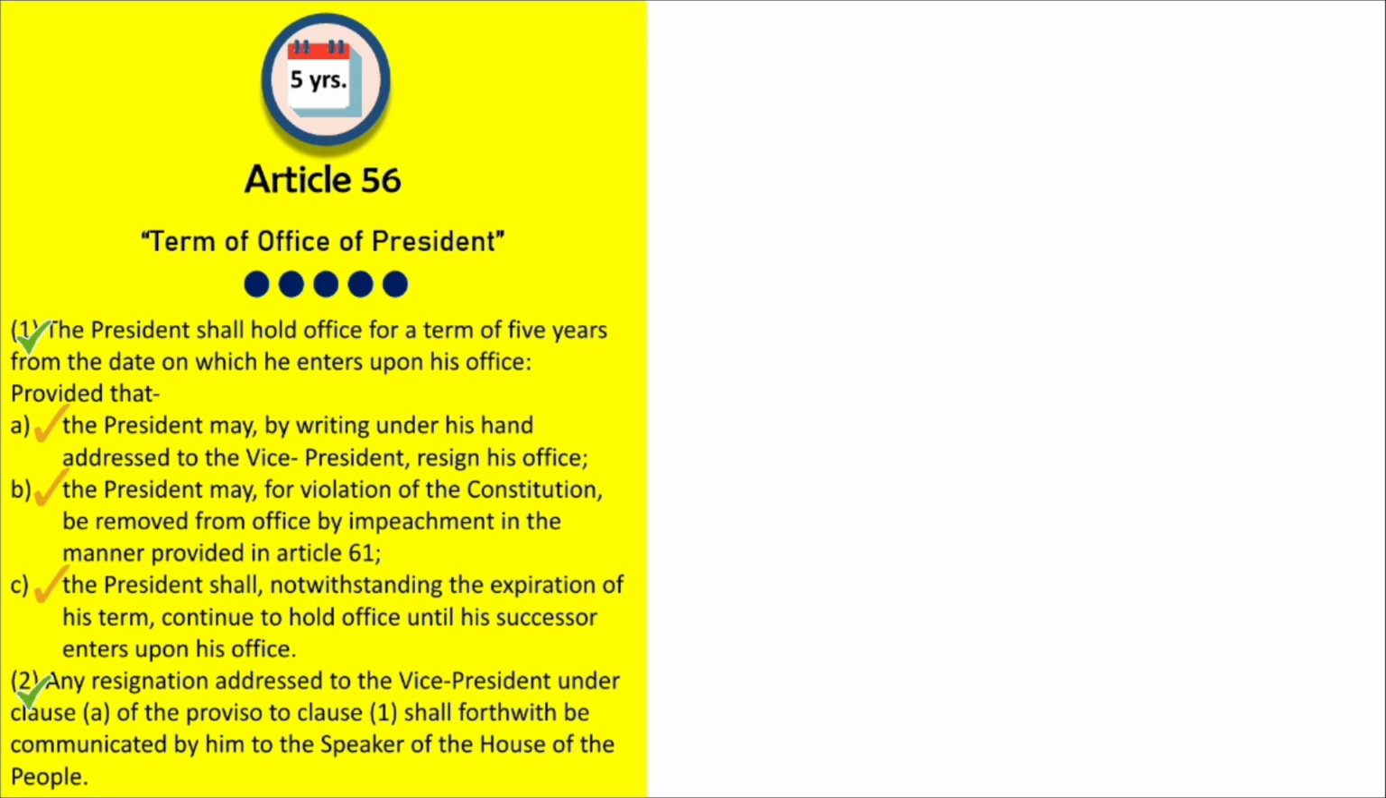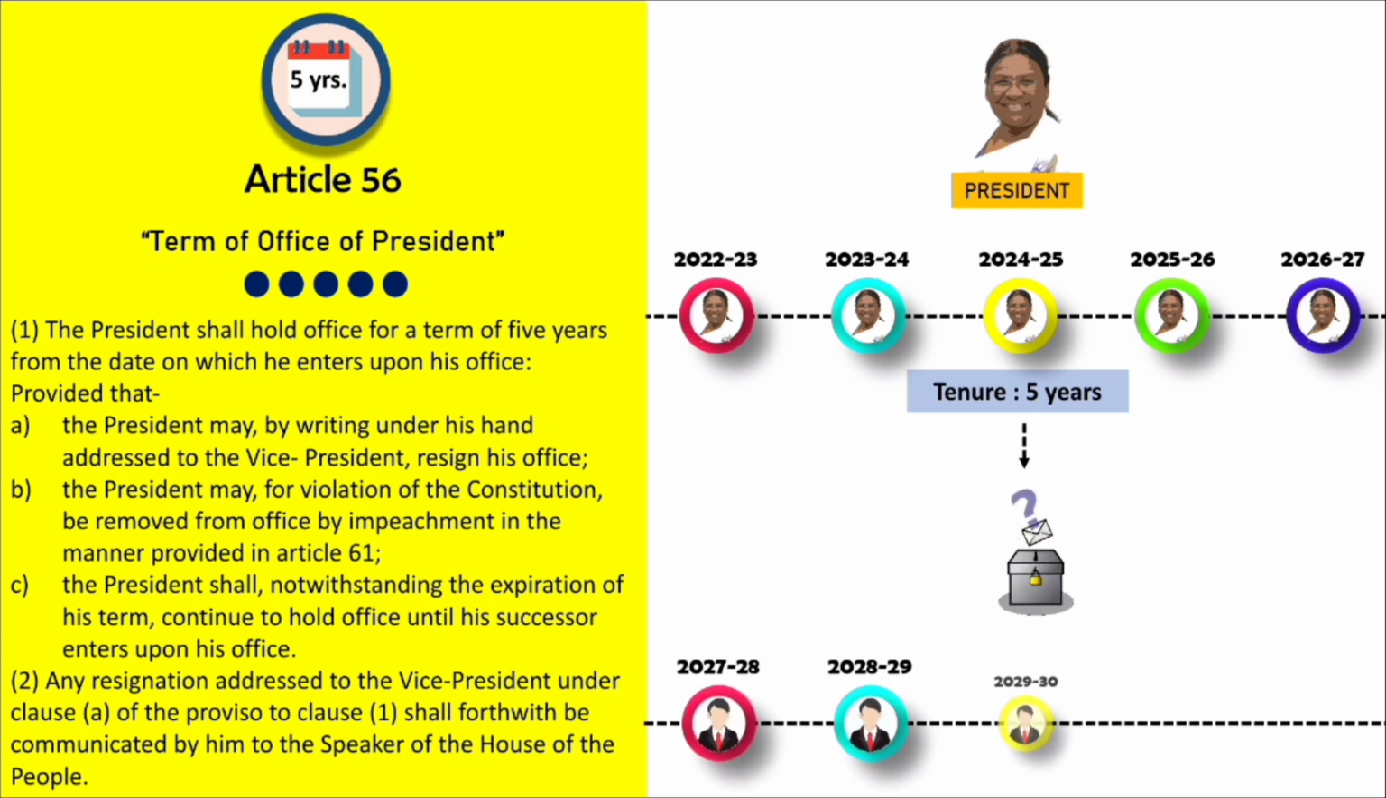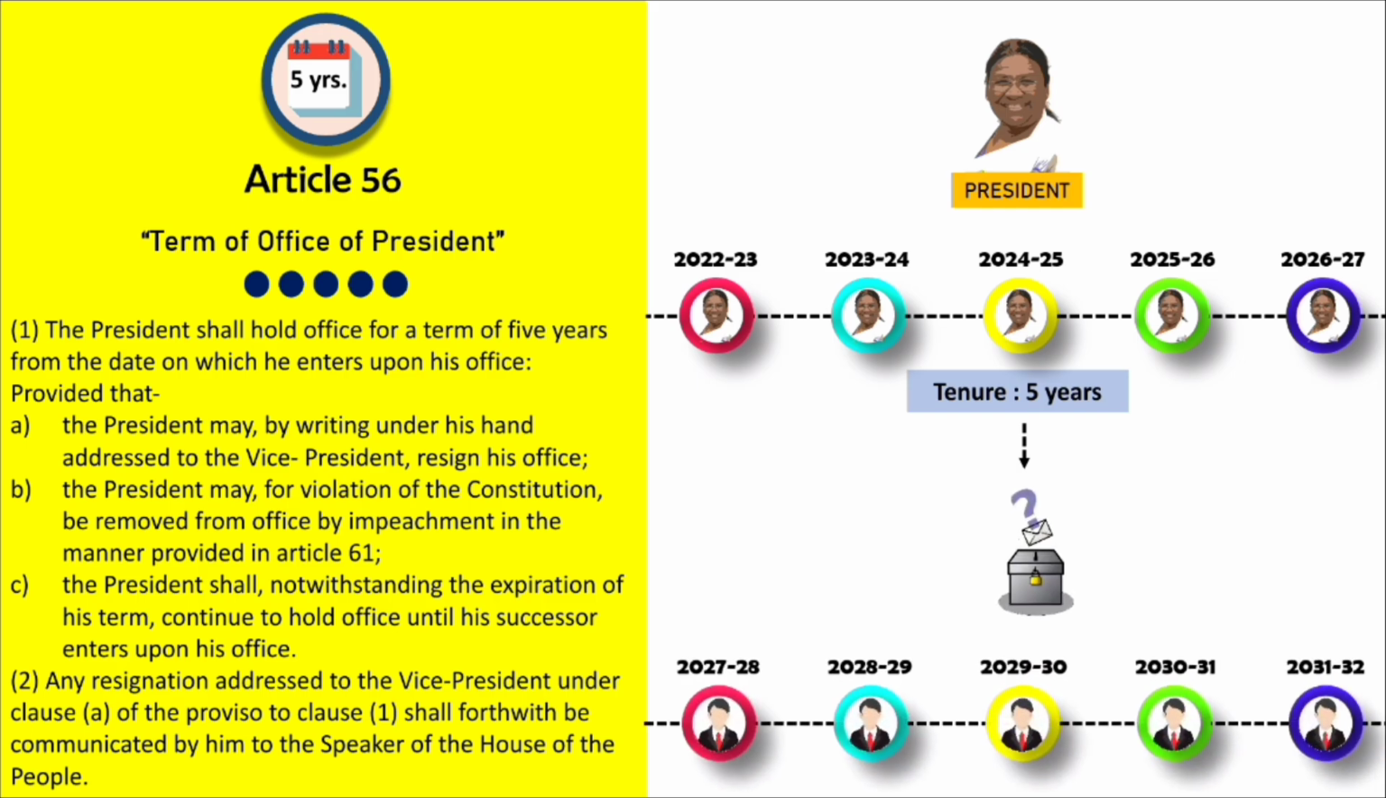Done? Okay. Now, according to the first clause of this article, when the President of India is appointed, they work in their role for 5 years from the day they officially start their duty. After 5 years, there will be a new election to choose the next president. That means the tenure of President of India is 5 years.